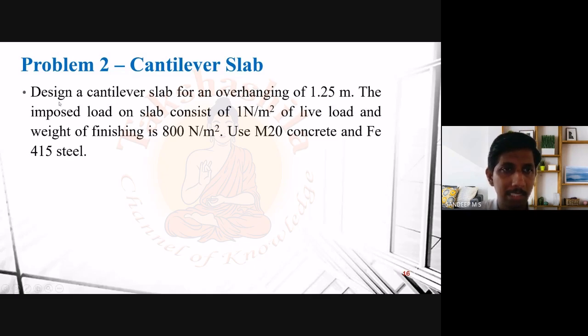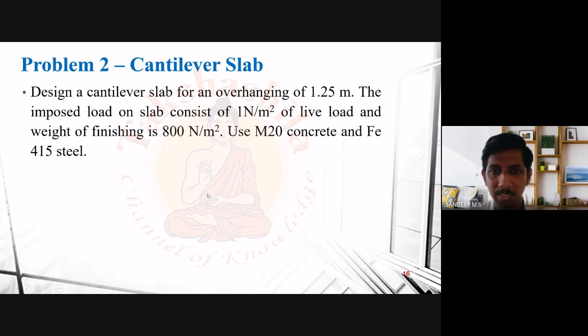This problem states: design a cantilever slab for an overhanging of 1.25 meters. That is, we are having this cantilevered portion over a length of 1.25 meters from the base of the support. The imposed load on the slab consists of 1 Newton per meter square of live load, and weight of finishes is 800 Newton per meter square. So this is directly given in the question.